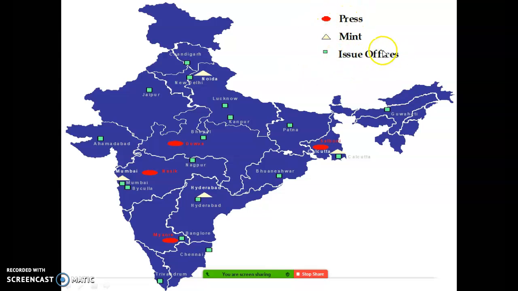And these are the issuing offices. We call them the chest. So here they print, and these are called the issuing offices. The Hyderabad area, the whole Andhra Pradesh area, is the issuing office related to Hyderabad.